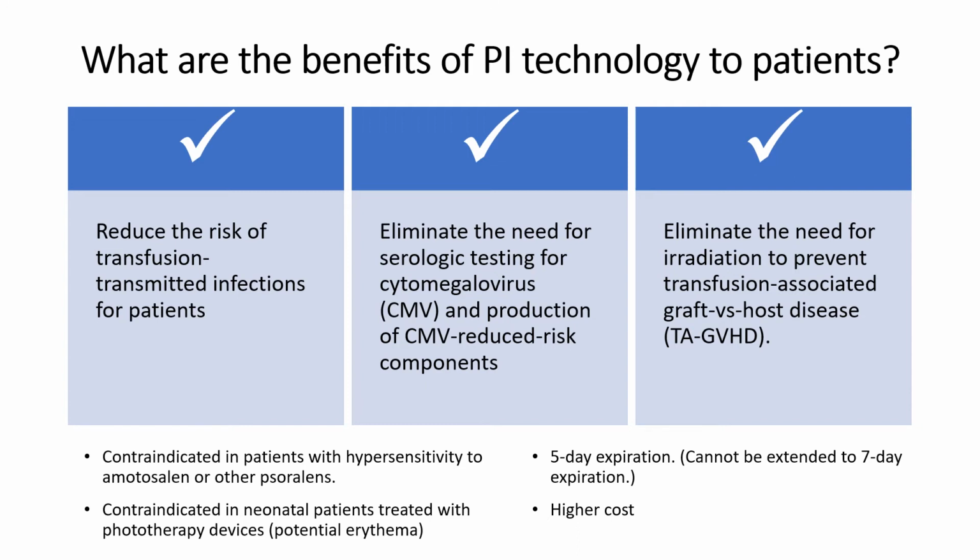But there are some considerations if you are thinking about using pathogen-reduced products. They are contraindicated in patients that are sensitive to psoralens and in neonatal patients being treated with phototherapy. Although they may arrive at your blood bank a day sooner after collection, pathogen-reduced platelets cannot be extended to 7 days using secondary testing. The cost to manufacture PR products is a bit higher and may cost more to keep in inventory. However, some say the cost may balance out if you end up wasting less product.